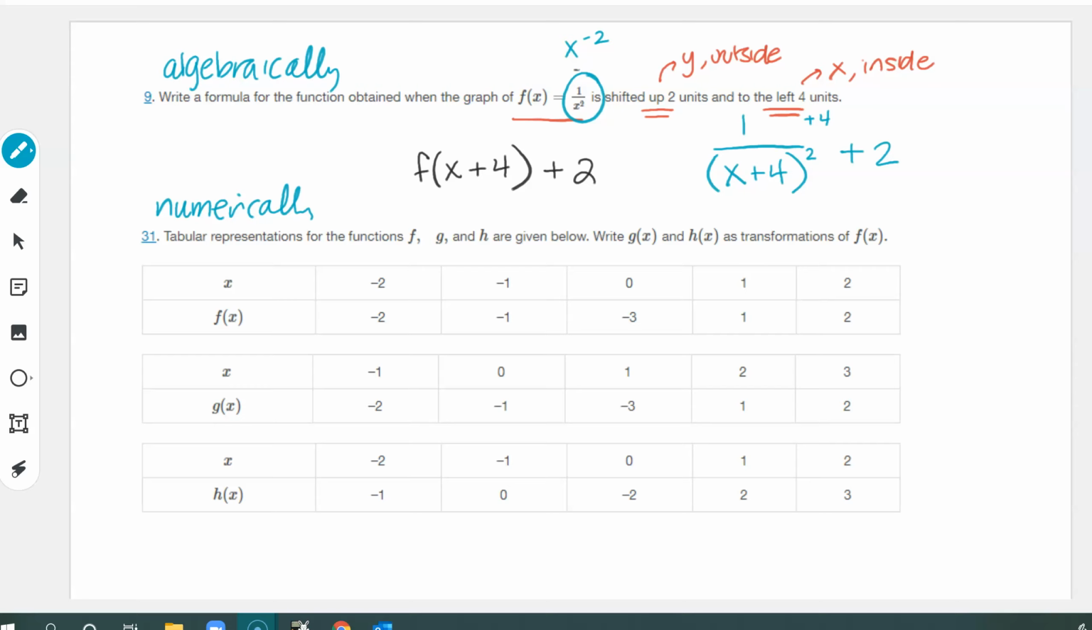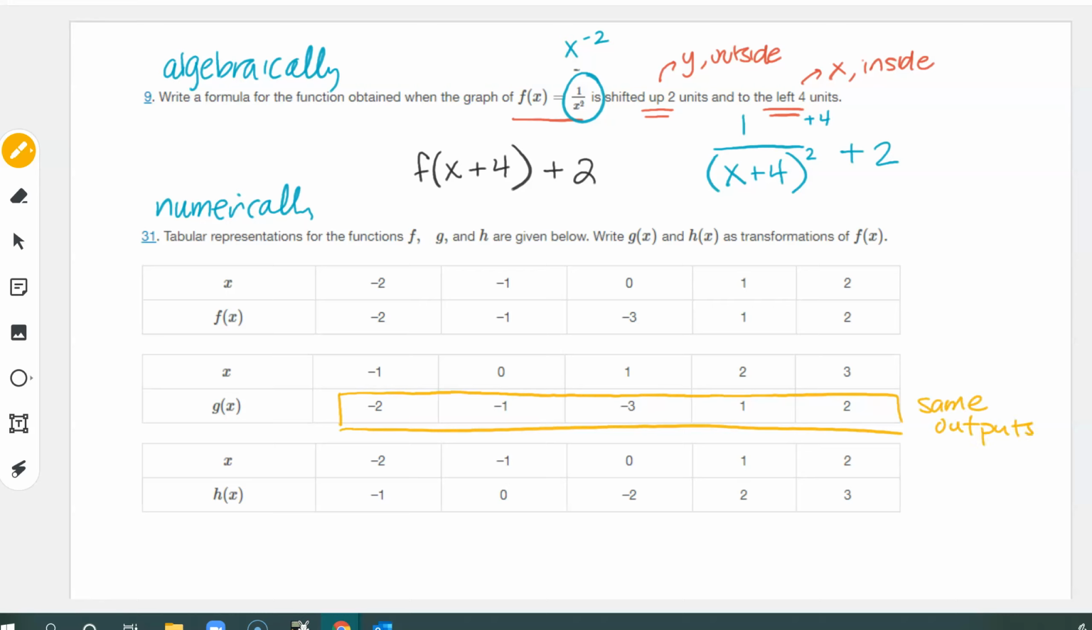All right, so what if we're given our values in a table? Well, we can see here we have some function given to us, some f of x, with our x's and their outputs. And then we can look at the resultant function. So for g of x, it appears that all of the actual outputs have stayed the same as our original f of x.